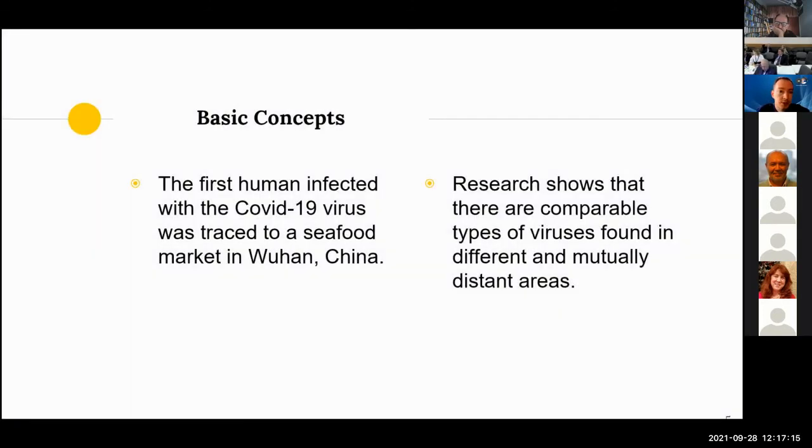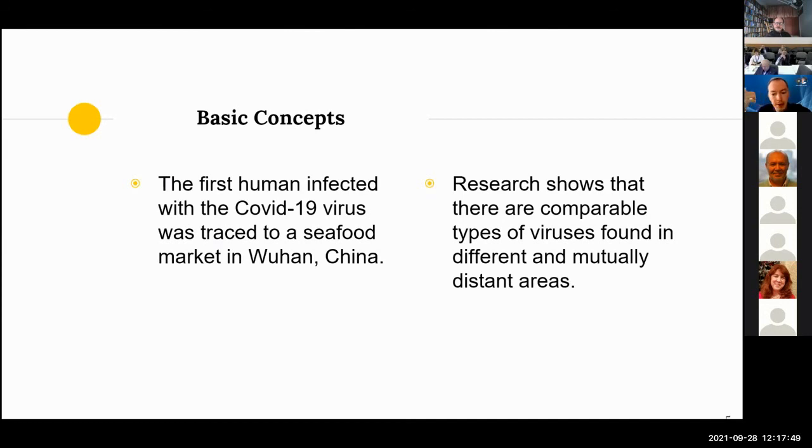So what we did is we took the basic concept that the first human was infected by COVID-19 in Wuhan, China. But the research also shows that there are a lot of different viruses found in mutually distant areas. So let's say Wuhan is somewhere in the middle of China, but there are a lot of viruses near Vietnam. So what if the virus started from Vietnam? How would the epidemic spread? Would it spread slower, quicker? What is the population? And all of these things.